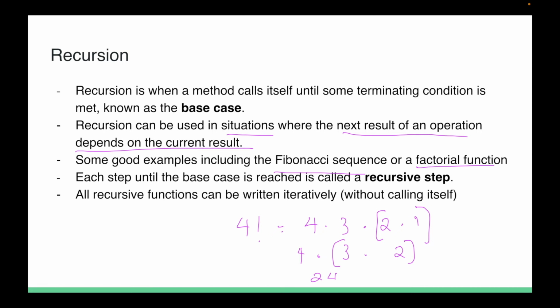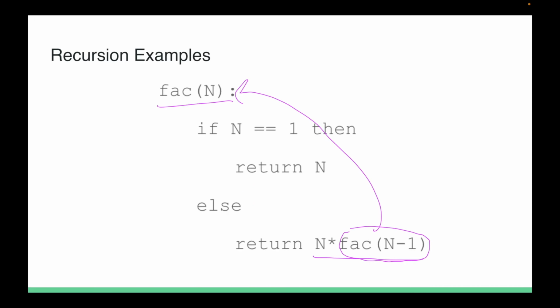Now we have 2 terms right here. We have a base case, and we have a recursive step. If you look right here, this is going to be our base case. And this right here is going to be our recursive step. So basically our base case is what it takes for the whole recursive process to end.